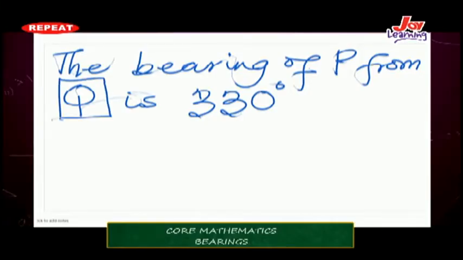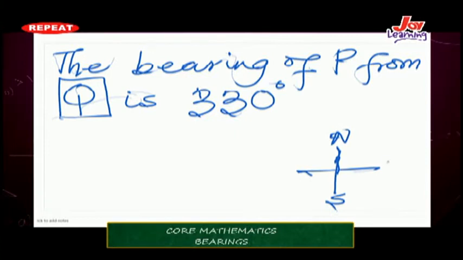Bearings are also called directions because they are angles that are used to show directions. So, where should I start from? After the word from, what point came? The bearing of P from Q. So if it is from Q, then I will start from Q. When I start from Q, you don't just draw a dot, but you draw a cross. That cross means the cardinal points of the compass: north, south, east, and west. And this is the location of the point Q.